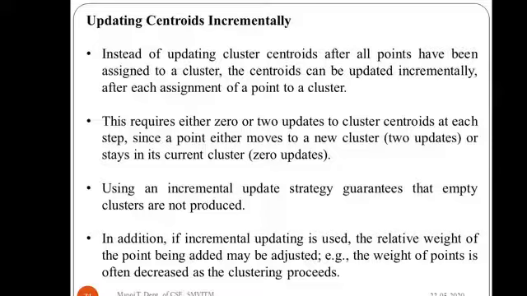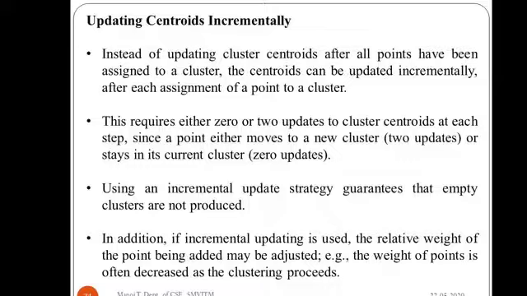Good day, students. Welcome to part 2 of additional issues related to the K-means algorithm. Here we will see updating the centroids incrementally, bisecting K-means, and one more issue: K-means and the different types of clusters. So let us begin with updating the centroids incrementally.